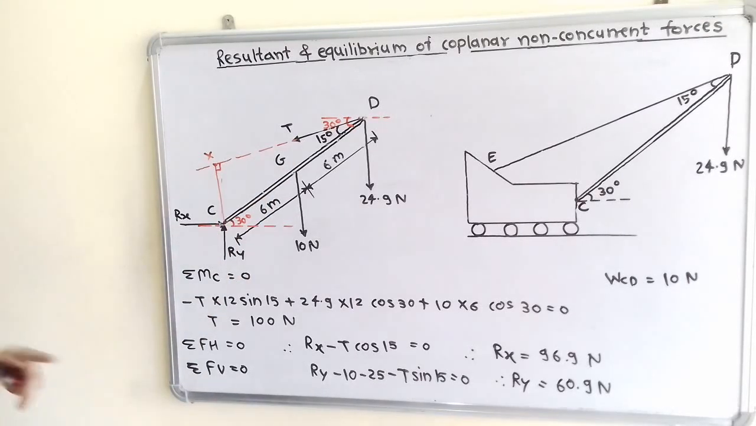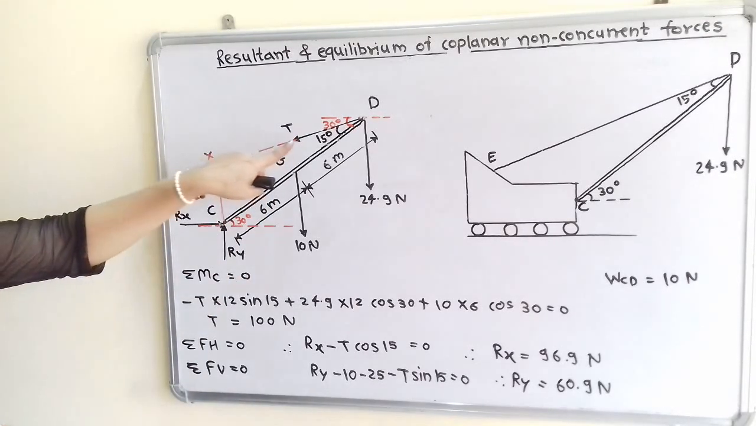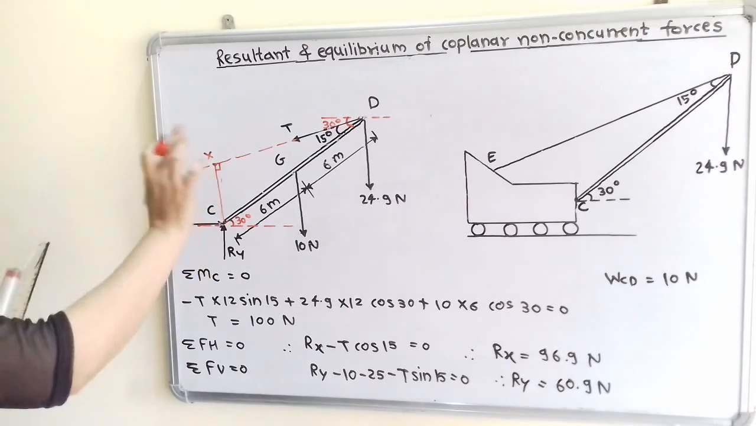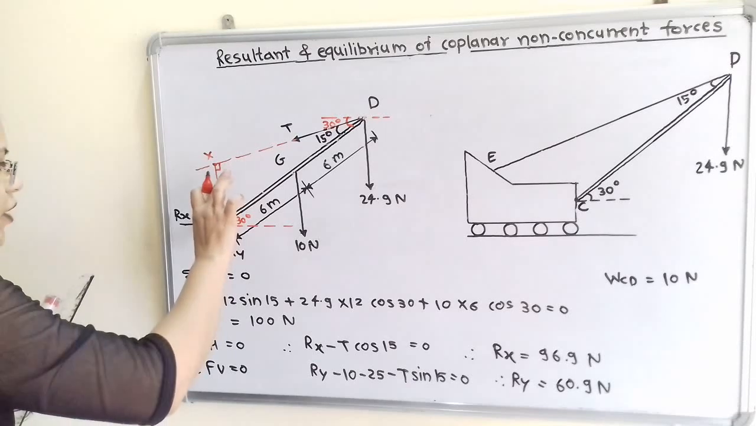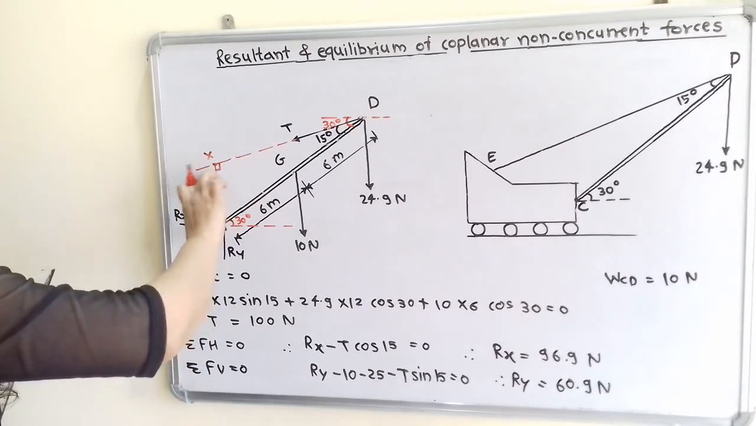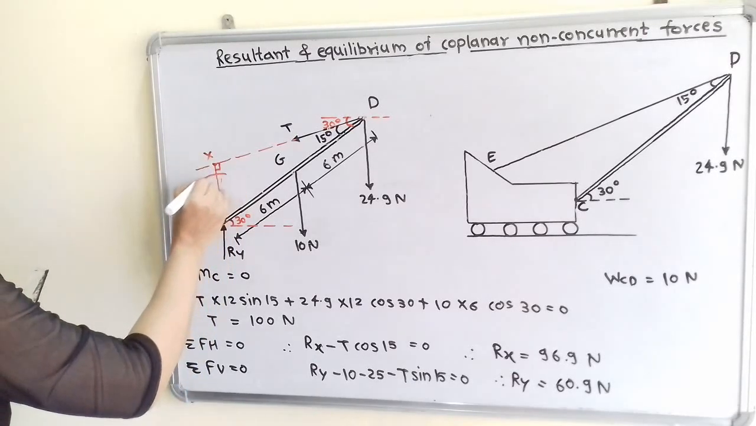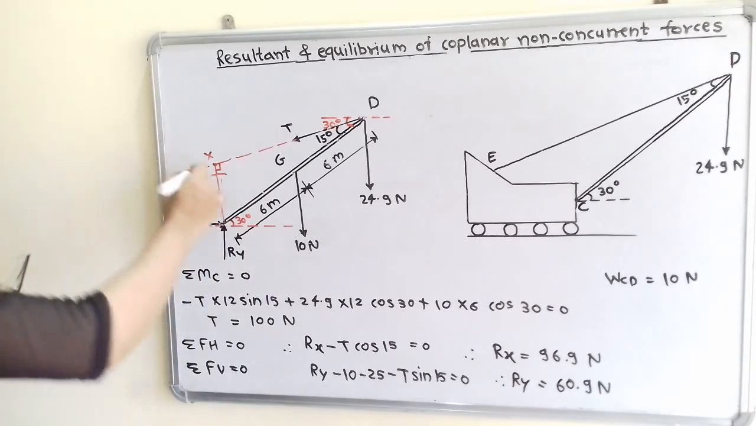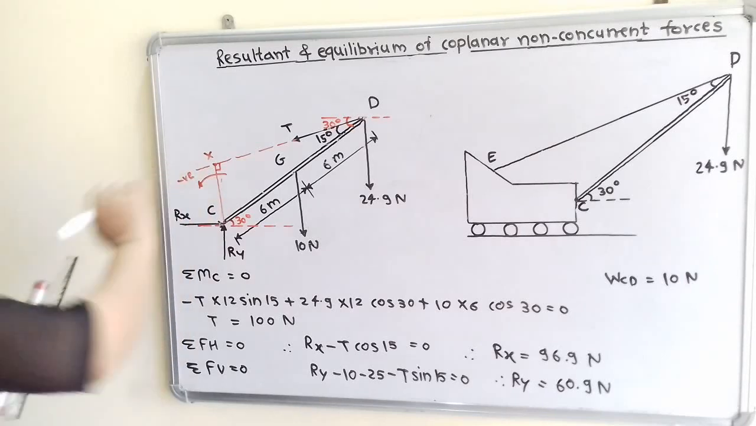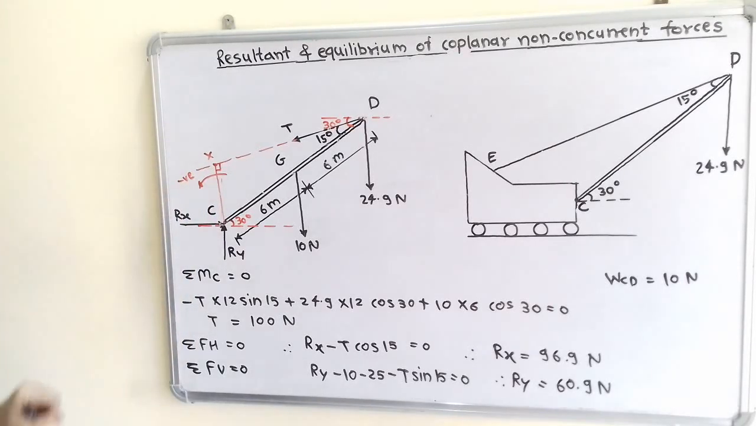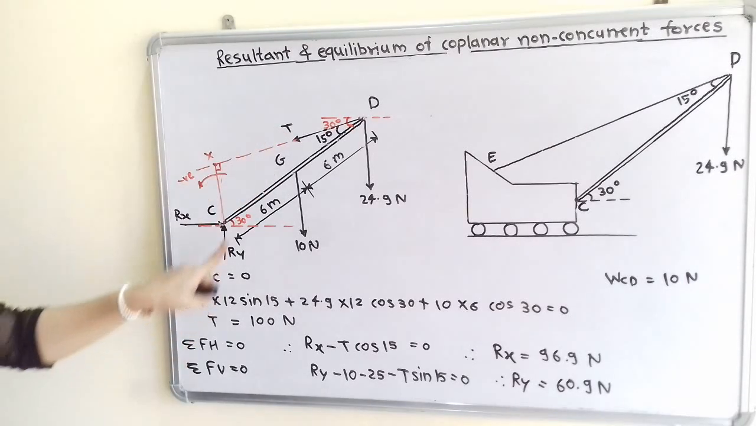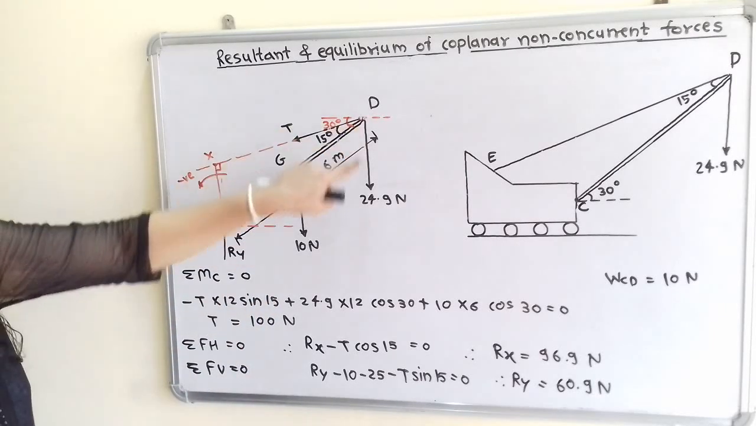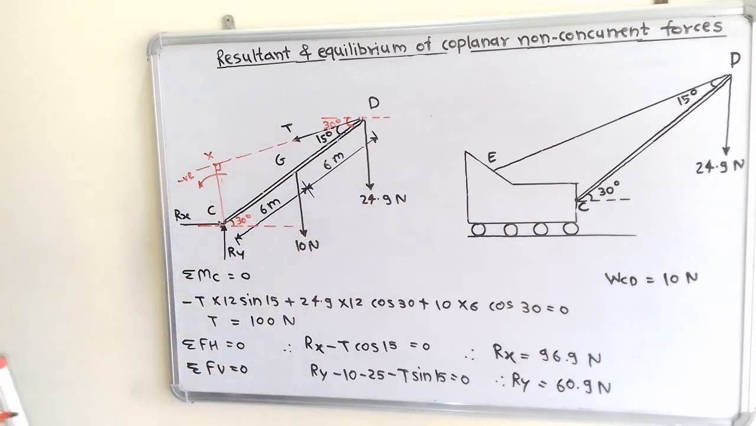So we can say that to take the moment, that is force multiplied by perpendicular distance. Now if I move the compass about the point C in the direction of T, that is in this direction, then this direction is anti-clockwise, and for this I will consider a negative sign. So minus T multiplied by 12 sine of 15. Now we will move to the next, that is this force 24.9.